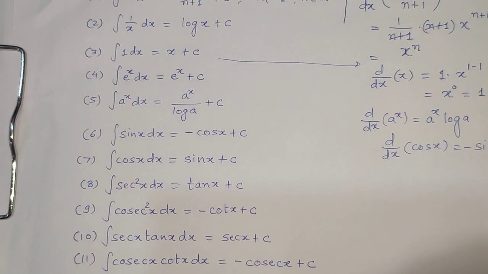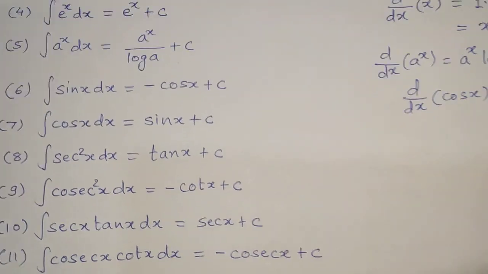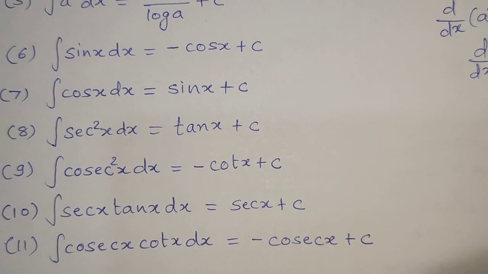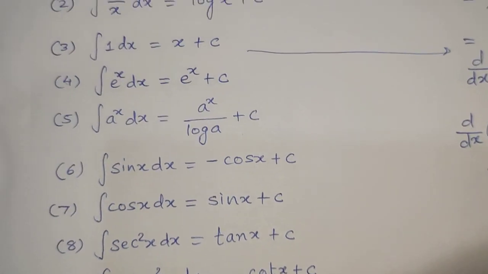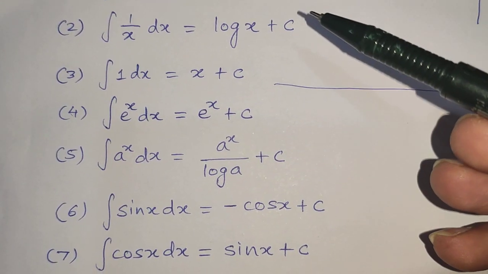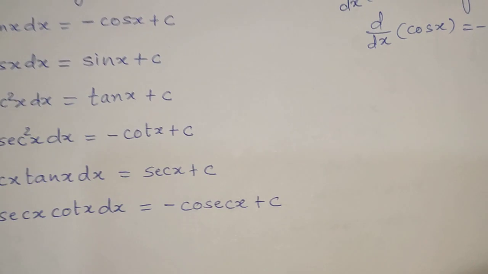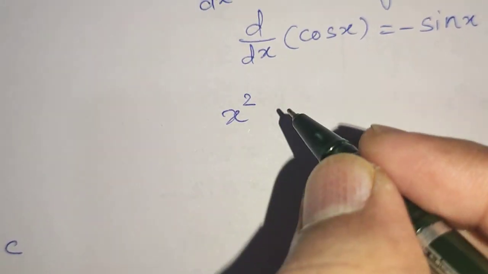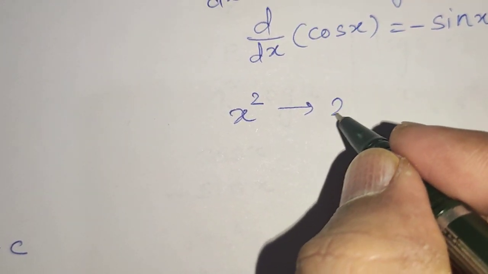Now why have I written plus c everywhere in the formulas? It is known as the constant of integration, where plus c is the constant of integration, and why we are adding it in each and every formula: after integrating, we have to add plus c. Now what is this plus c? I'll tell you with one easy function, x square. The derivative of x square is 2x.